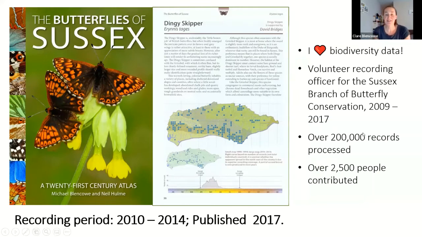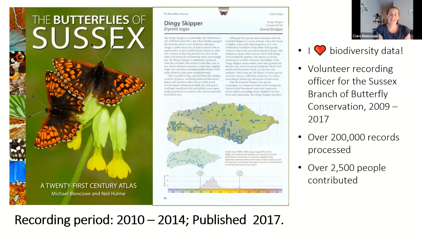Yeah, and it was a real lesson in getting to grips with biodiversity data. When I first took over as the volunteer recording officer for the Sussex branch of Butterfly Conservation, there weren't a huge amount of people involved in recording butterflies. We had this idea to do an atlas, but we weren't really sure if there were enough people interested to get out and survey over 1,000 tetrads in the county.